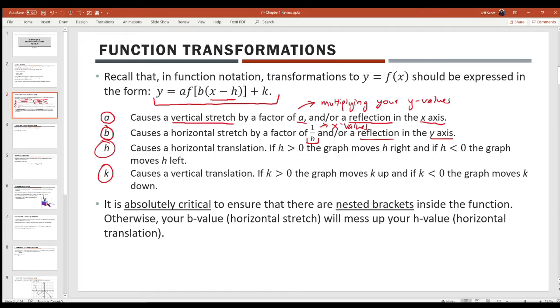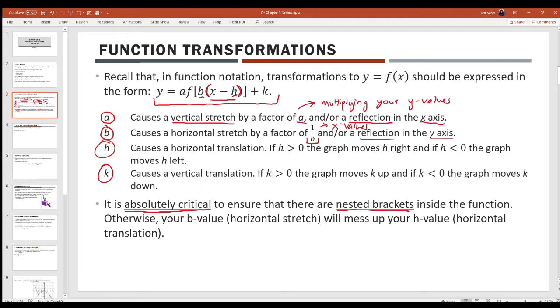Now I can't stress exactly how important it is that you ensure you have nested brackets inside your function. And by nested brackets, I'm talking about this part right here. What the nested brackets do is it separates your b value, or in other words, your horizontal stretch, from your h value, which is your horizontal translation, how much you're moving left or right. If you didn't have your nested brackets, your h value isn't actually properly represented.